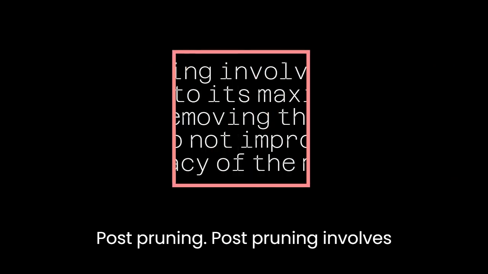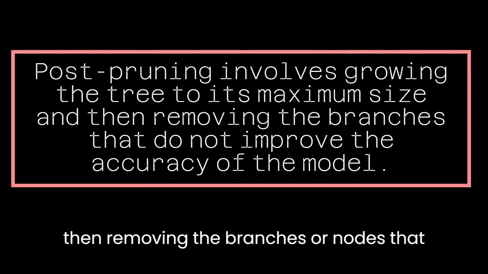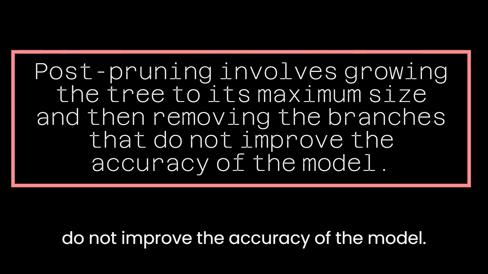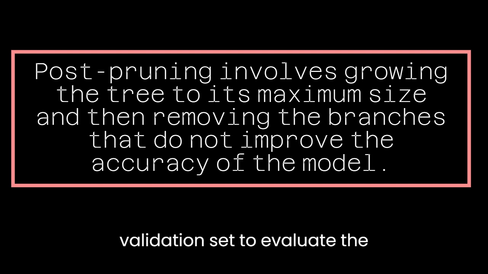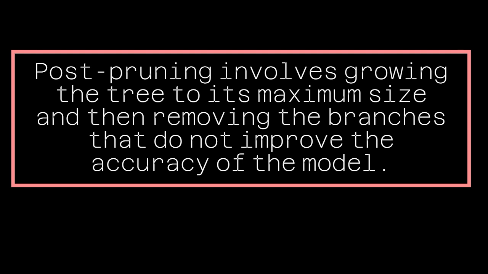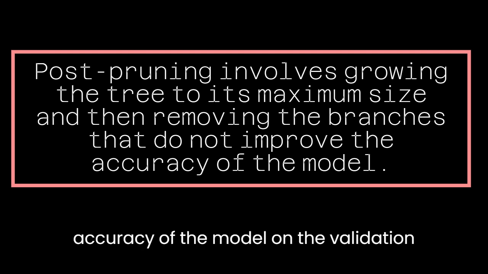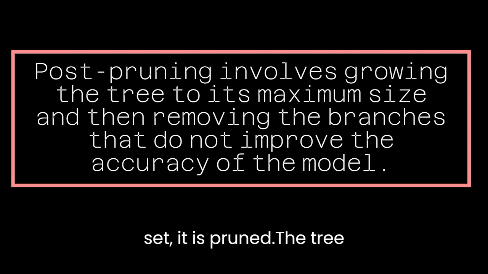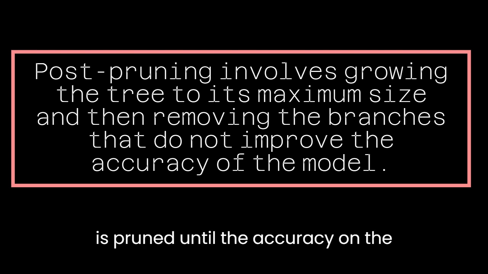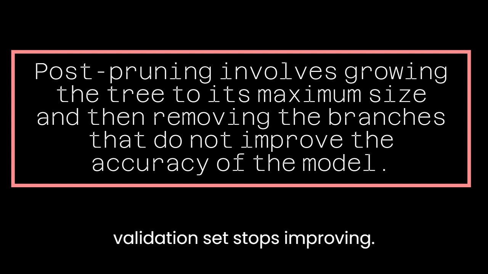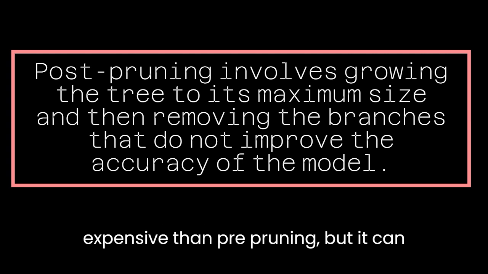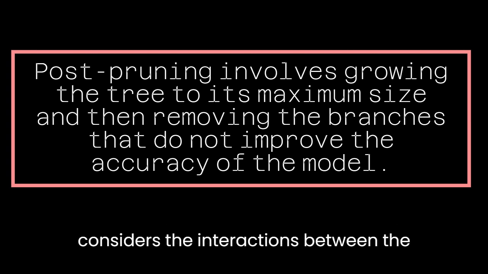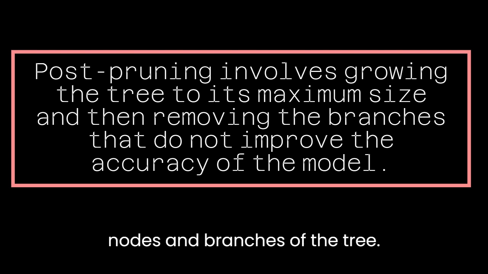Post-pruning. Post-pruning involves growing the tree to its maximum size and then removing the branches or nodes that do not improve the accuracy of the model. One way to do this is to use a validation set to evaluate the performance of the tree after each branch or node is removed. If removing a branch or node improves the accuracy of the model on the validation set, it is pruned. The tree is pruned until the accuracy on the validation set stops improving. Post-pruning is more computationally expensive than pre-pruning, but it can lead to better results because it considers the interactions between the nodes and branches of the tree.